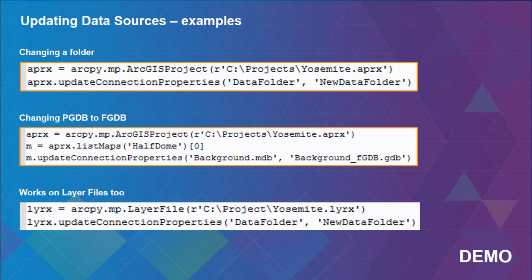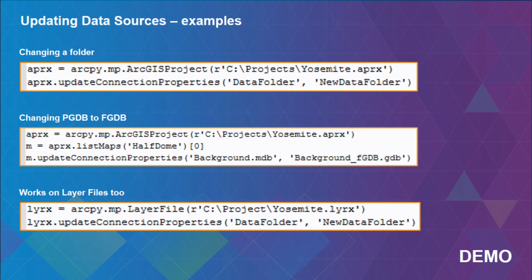And the last example is just showing a similar workflow, but it's working on a layer file instead. Now in Pro, the new layer file format is LYRX. And what's different with layer files in Pro is that you could put as many layers into a layer file as you want. So being able to manage those data sources, similar to how you manage data sources in a project, is useful as well.